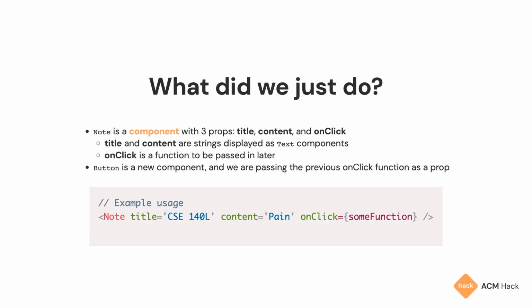Alrighty, so what did we just do? Again, Note is a component with 3 props: title, content, and onClick. Title and content are strings displayed as text components, and onClick is a function that is passed in later. Button is a new component, and we were passing the previous onClick function as a prop.